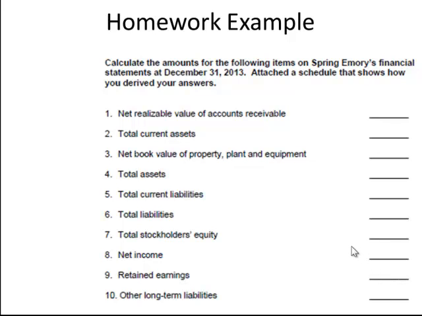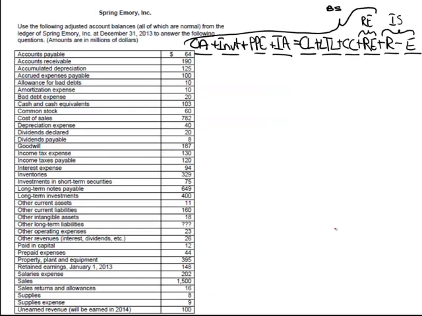This example is based on the following information, and we're going to sort this alphabetized list of accounts by type. You'll recall there's 4 kinds of assets: current assets, investments or long-term investments, property, plant, and equipment, and intangible assets. 2 kinds of liabilities: current liability and long-term liability. And 2 types of shareholders' equity: contributed capital and retained earnings. And on the income statement, there's revenue accounts and expense accounts.